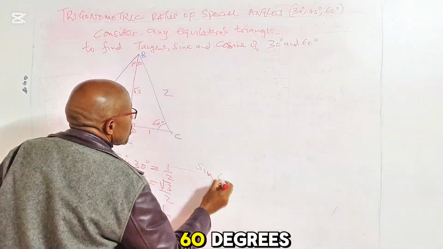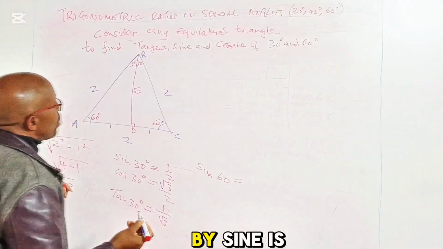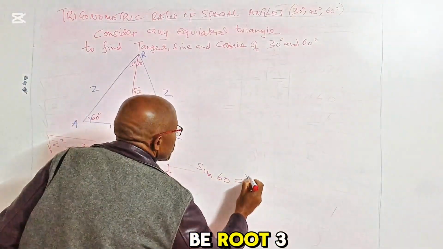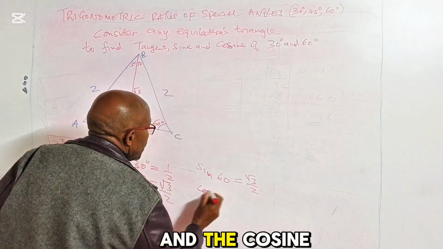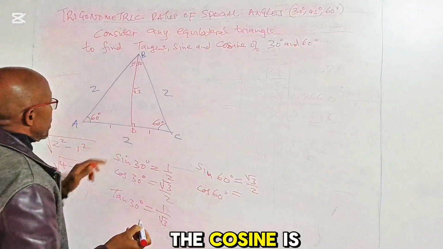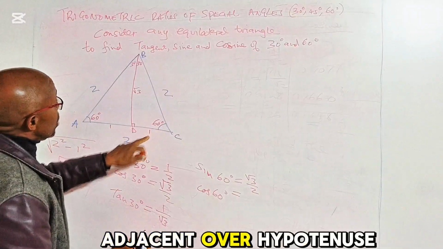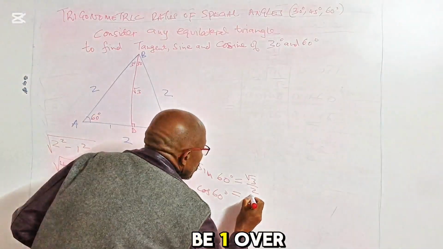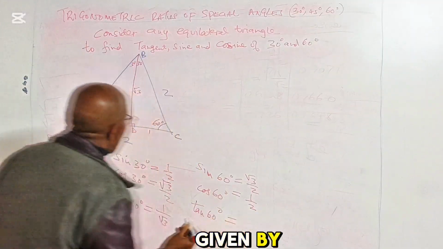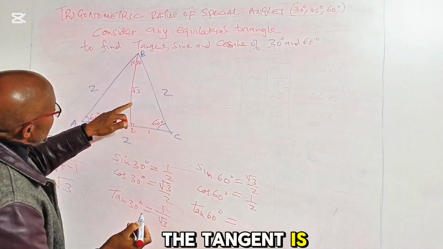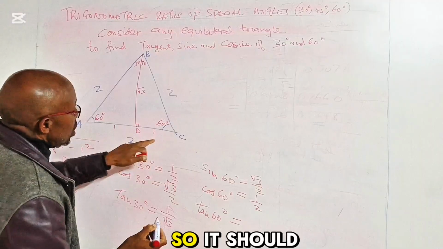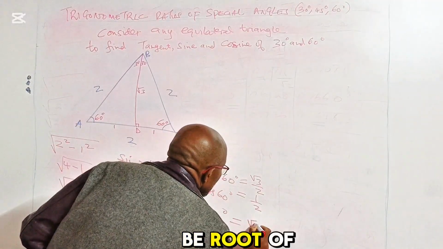Sine of 60 degrees will be given by sine is opposite over hypotenuse. So it will be root 3 all over 2. Then the cosine of 60 degrees will be given by the cosine is adjacent over hypotenuse. So it will be 1 over 2. Tangent of 60 degrees will be given by the tangent is opposite over adjacent. So it will be root 3.